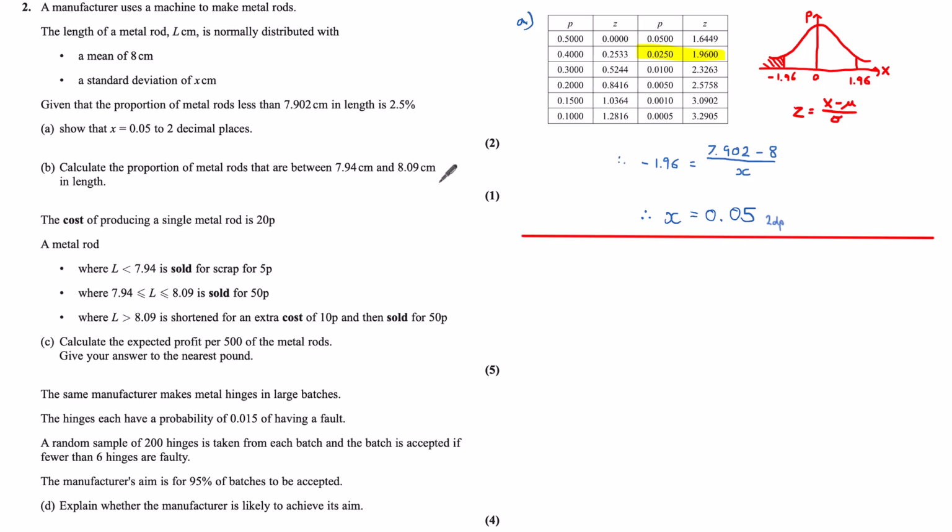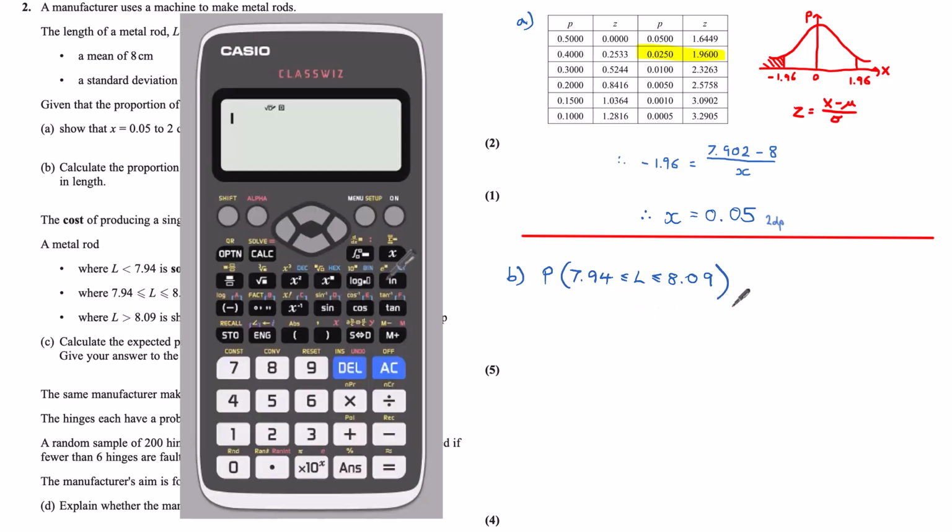Part B asks us to calculate the proportion of metal rods that are between 7.94 centimeters and 8.09 centimeters in length. Luckily for us, this can be done straight in our calculator. So now I want to find this probability on this normal distribution being between the values of 7.94 and 8.09.